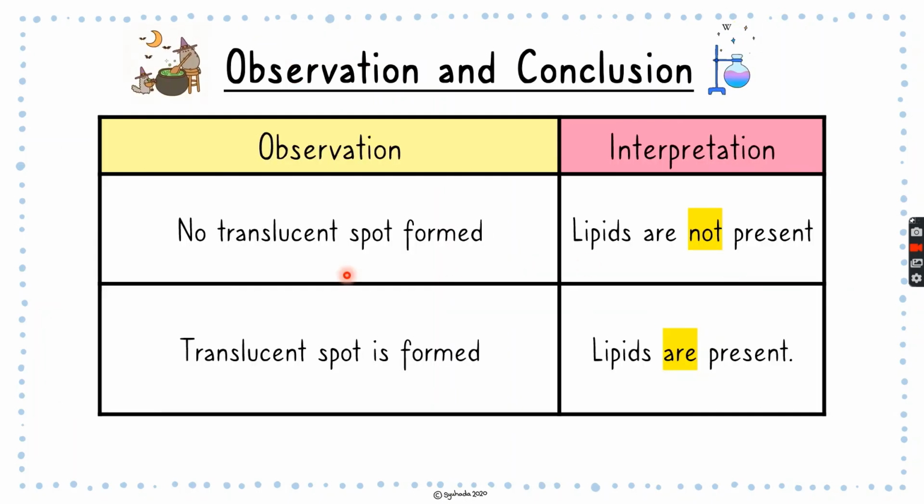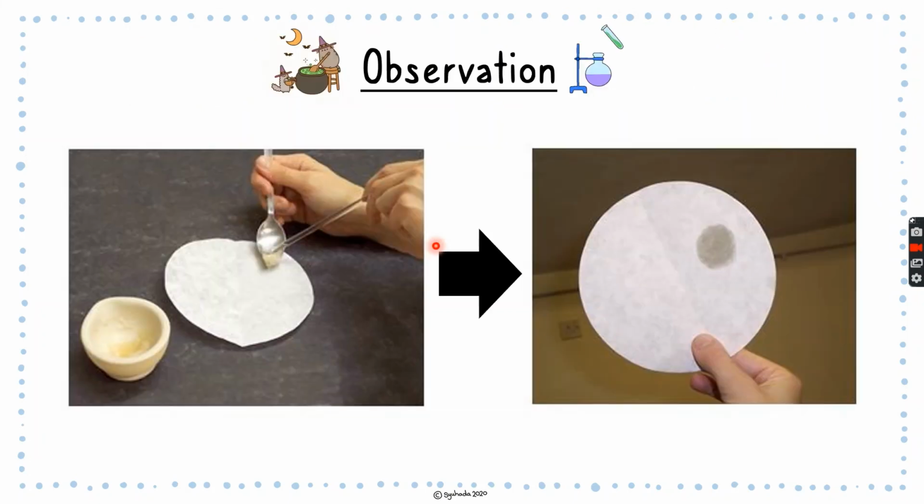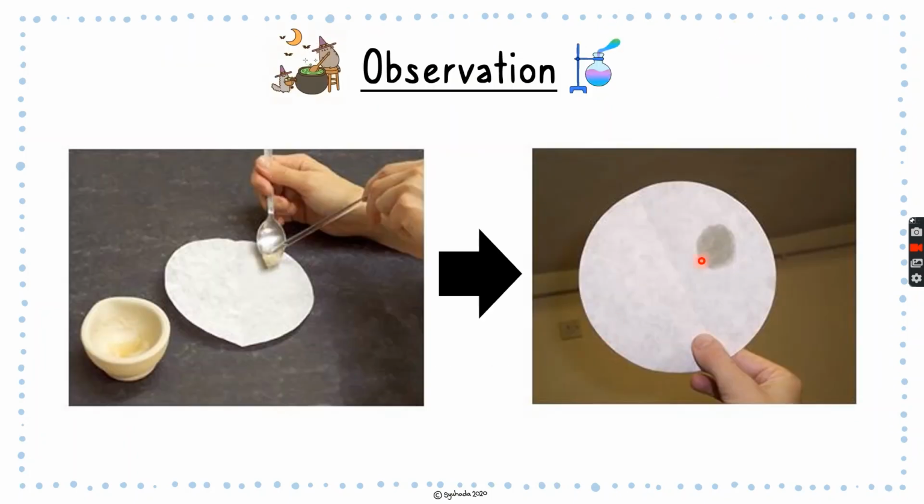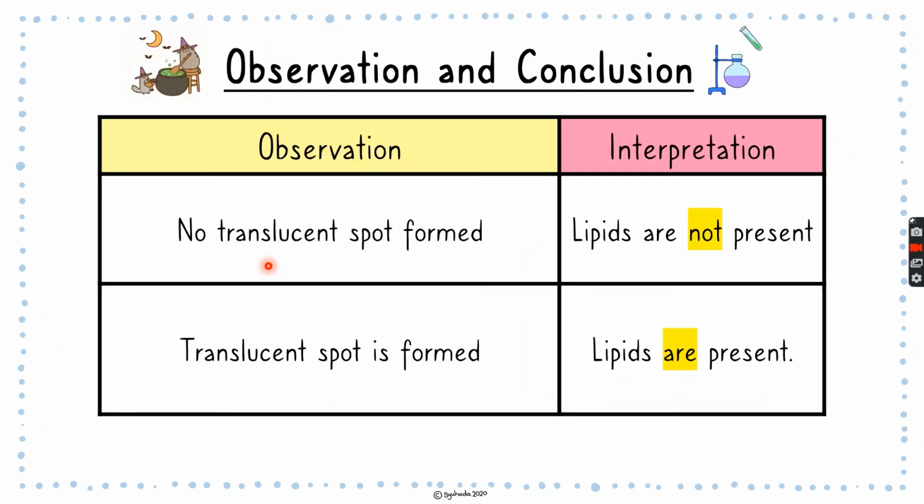So if you have no translucent spot formed, like around this area, that means there's no lipid, no fat there. Lipids are not present. And if you have a spot like that, that means that food sample right here actually contains lipids or fat. So a translucent spot is formed.